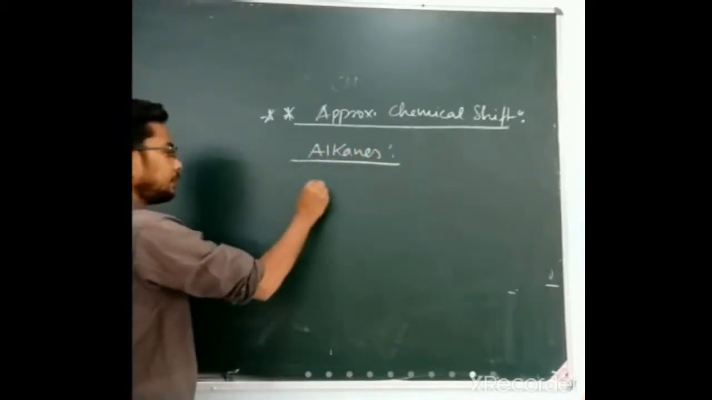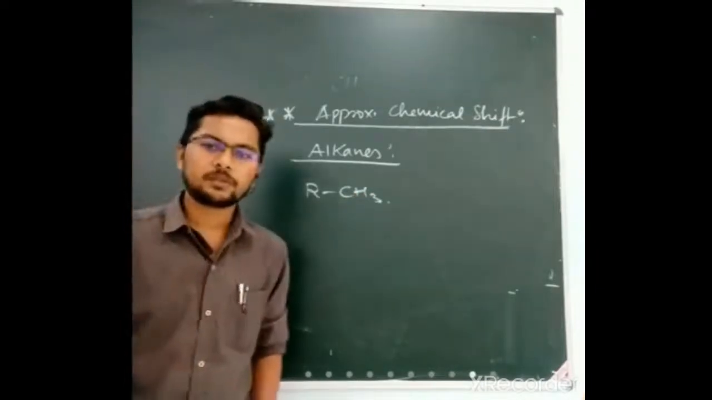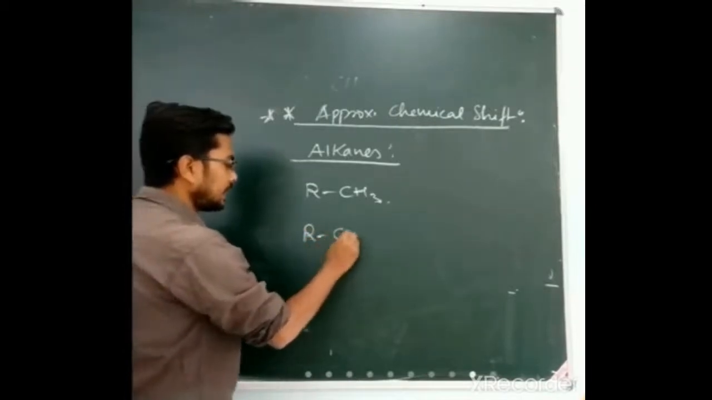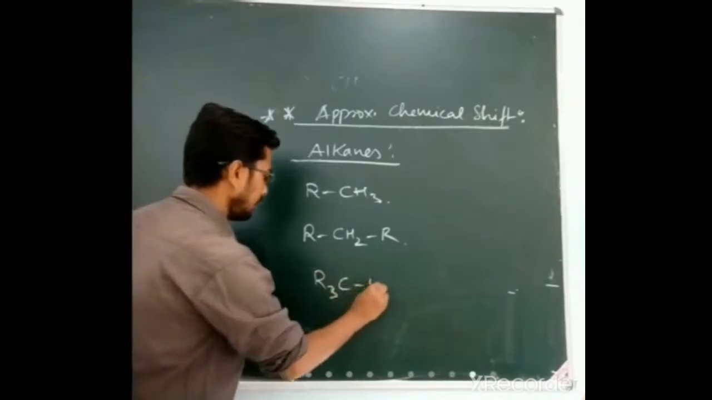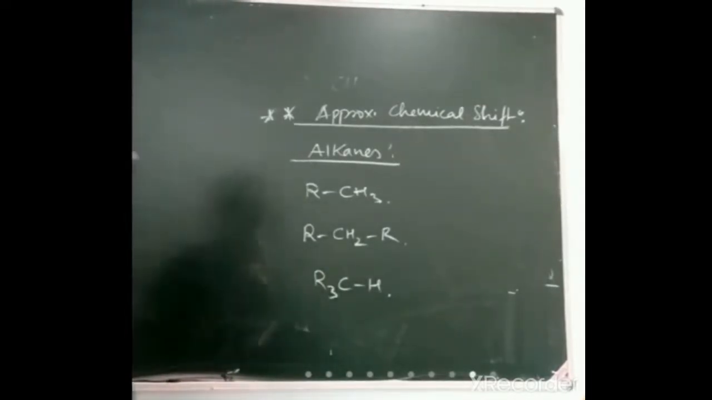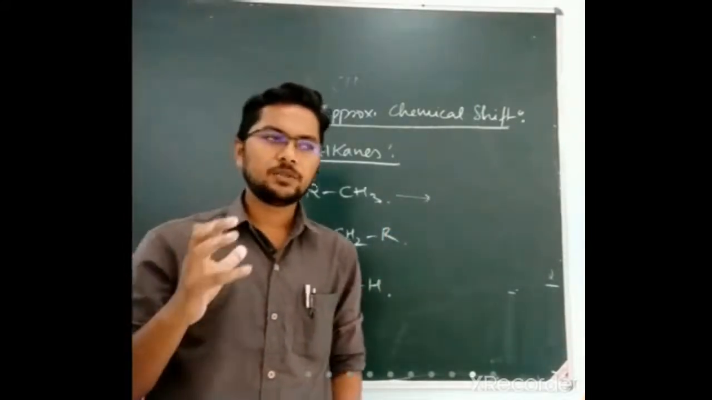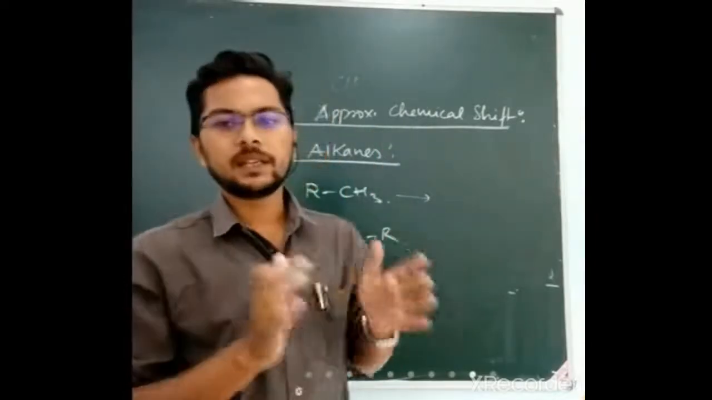Now the alkanes can be RCH3, and mind you, this R is all carbon groups. So if RCH3, then it can be alkyl, then it can be methylene, and it can be tertiary. So primary, secondary, tertiary. So accordingly, the values, if I have to write, these are approximate values. So you have to just know the range. You just need to get an idea that it falls in that particular range. Little bit here and there, it is okay.